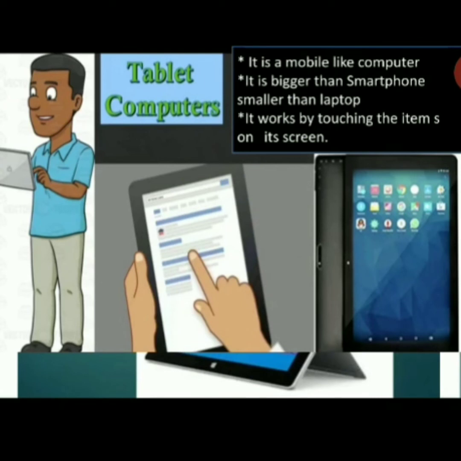Fourth one, tablet computer. Look at the picture. It is a mobile like a computer. It is bigger than a smartphone and smaller than a laptop. It works by touching the items on the screen. These are the four types of computers.